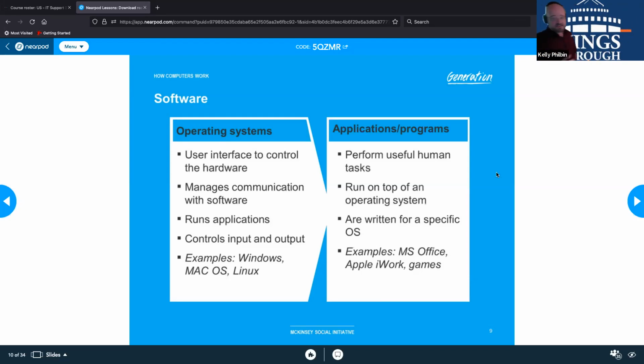We will also get into mobile operating systems as we move along. This is speaking more in general terms with regards to desktop and laptop computers.